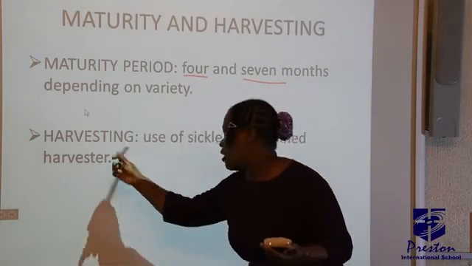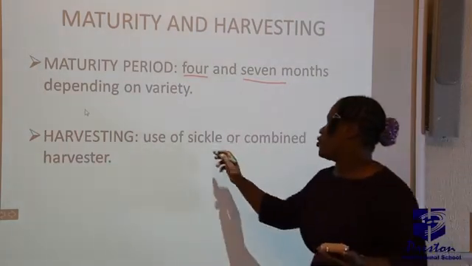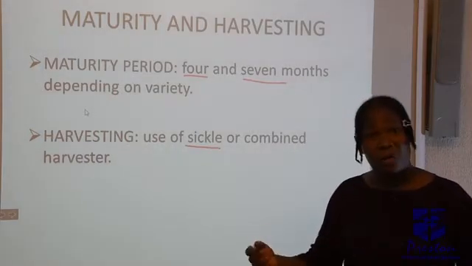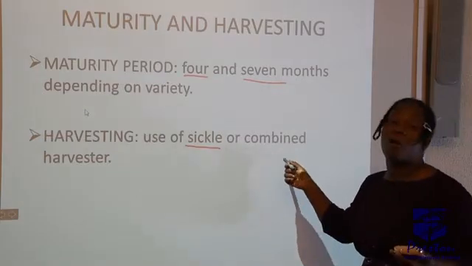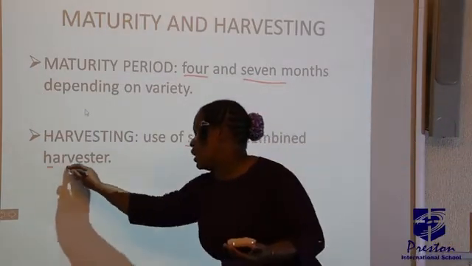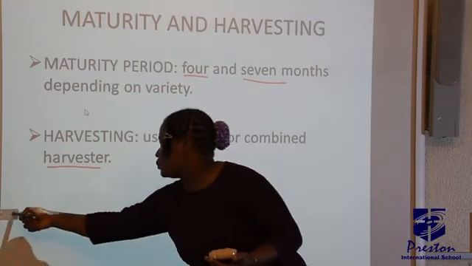Now, let's look at harvesting. How do you harvest your rice? You make use of your sickle. We've talked about the sickle when we were talking about farm tools. You make use of your sickle or your combine harvester. Last class I talked about the combine harvester also.